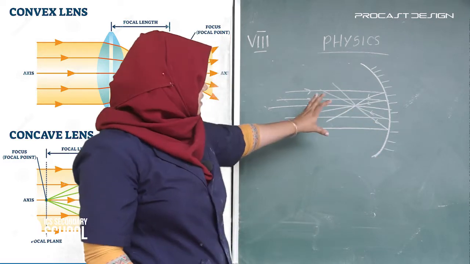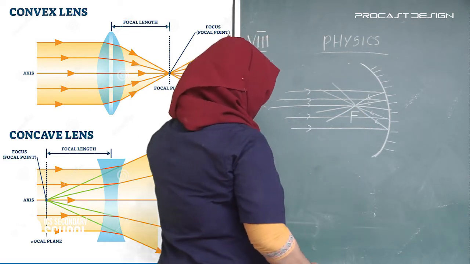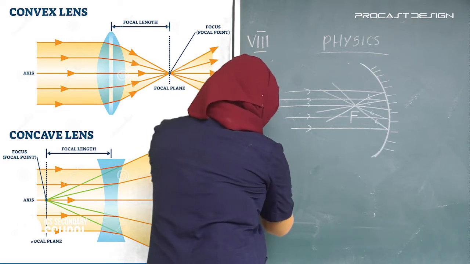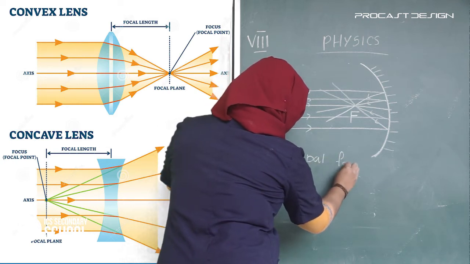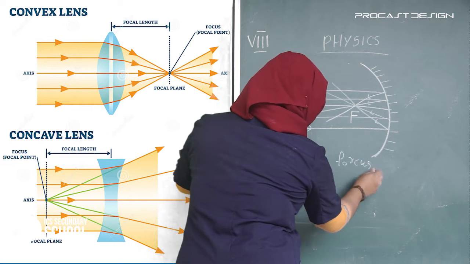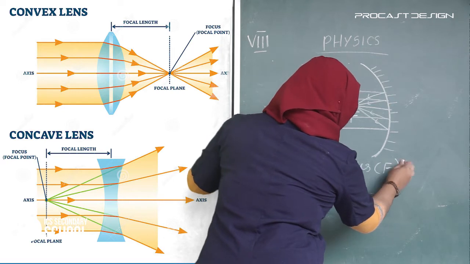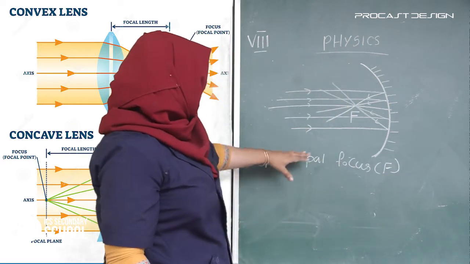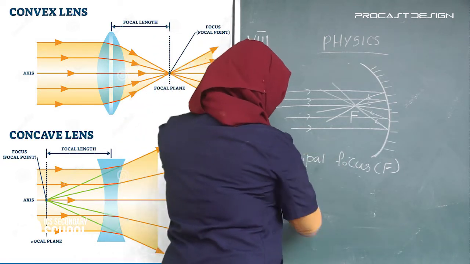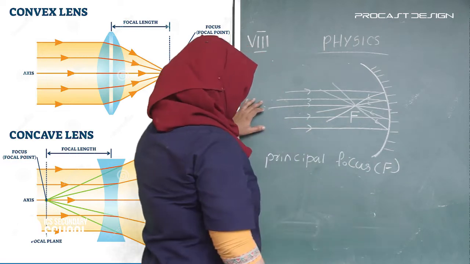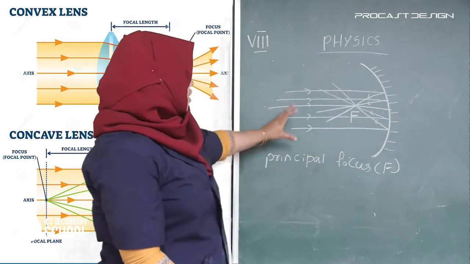This is the focus of this concave mirror. We indicate the focus by the letter F, the principal focus, capital letter F. This is the focus. So, what is the principal focus? Rays of light incident on a concave mirror parallel to the principal axis. This is the concave mirror. Principal focus of the concave mirror.